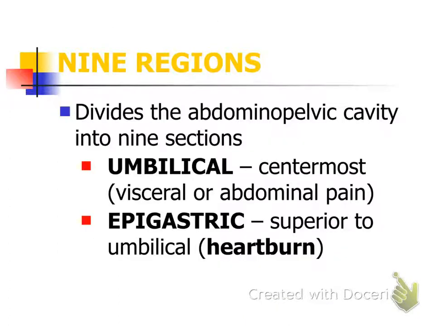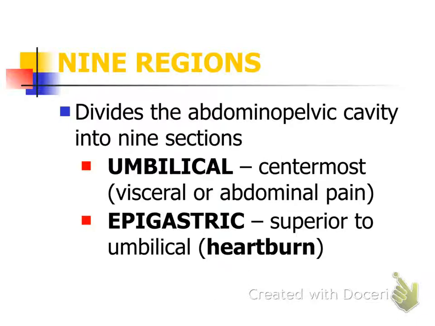Another method for dividing up the abdominopelvic cavity is the nine regions. It's a little bit more complicated. It almost looks like a tic-tac-toe. You must know the names of the nine regions and the organs that are found in each of the nine regions. The centermost region is called the umbilical, which could indicate some type of intestinal problem.